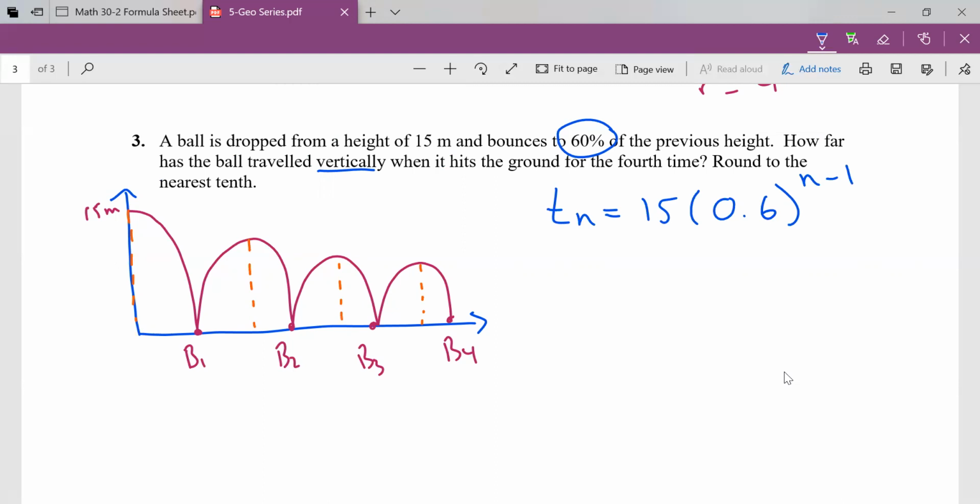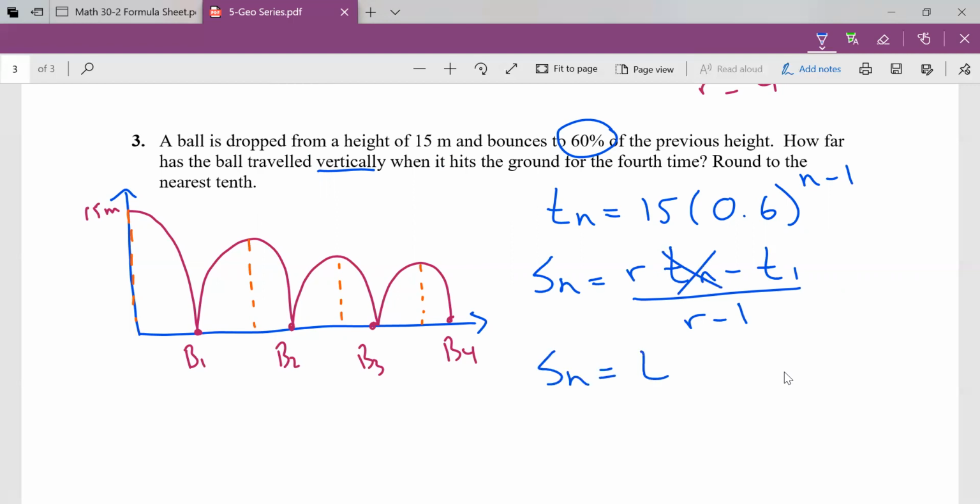So which formula am I going to use? Well, I don't know the value of the last term. So I don't want to use that formula. I want this formula, T1 r to the n minus 1 over r minus 1. Okay, so not this one. That was a lie.